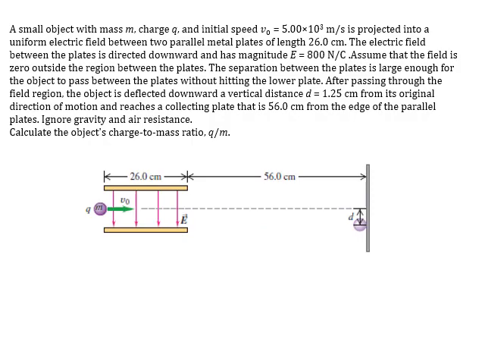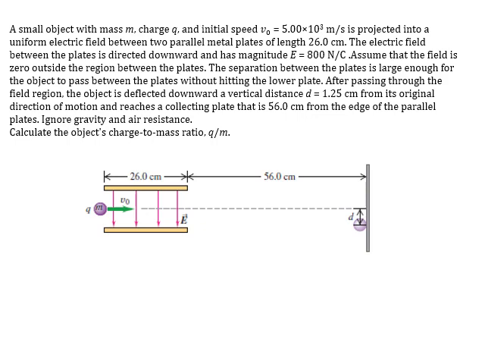Let's have a look at this problem now. It's a fair bit of kinematics, but there's also some electric fields and forces involved here. We have a small object with mass m and charge q, and it's got an initial speed of 5,000 meters per second. It's projected into a uniform electric field, so right off the bat we know there's going to be a force, between two parallel metal plates with length 26 centimeters. There's an electric field between the plates that points down with magnitude of 800 newtons per coulomb.